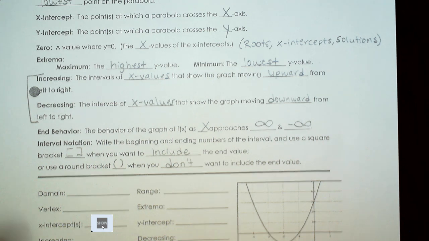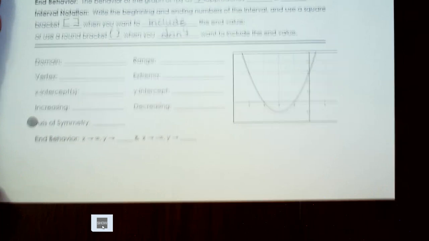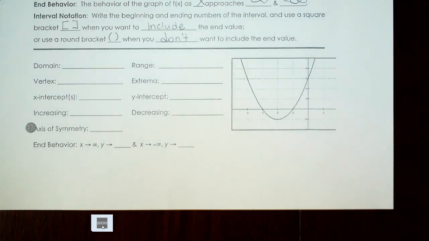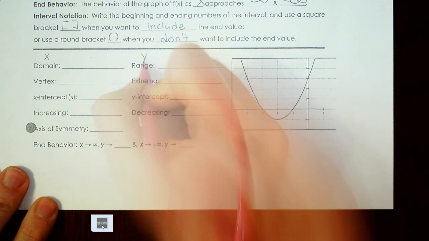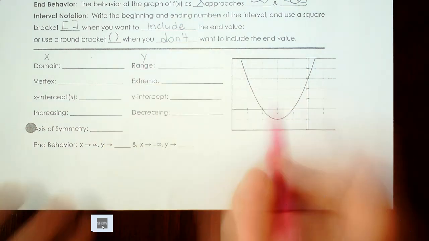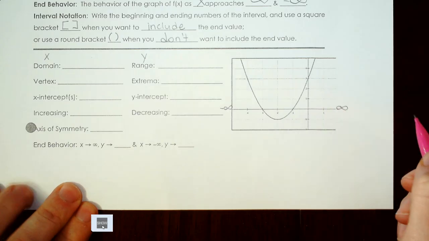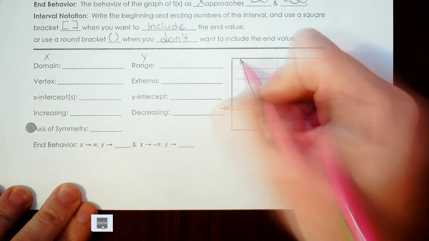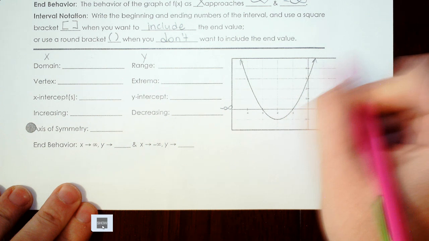All right, let's look at an example here. All right, so starting with domain and range. Domain, remember, is your x values and range is your y values. So as I look at my x-axis, I'm going from negative infinity on x to positive infinity on x. This graph continues all the way to the left and all the way to the right.